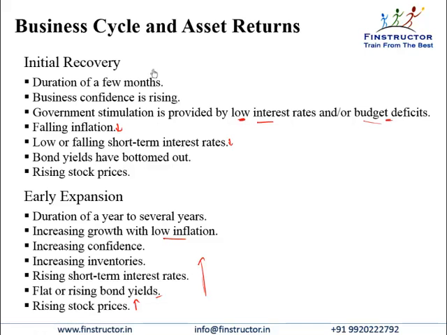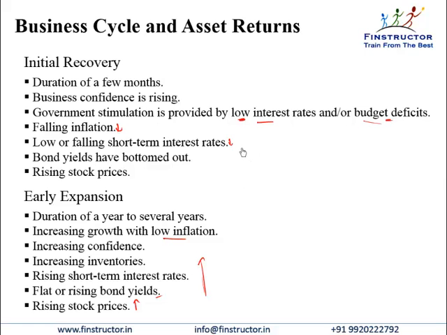So if you anticipate an initial recovery or an early expansion, then you should try to get out of fixed income instruments and bonds as interest rates have already bottomed out or are about to bottom out. Stock prices have started rising. Commodities have started rising. Real estate is going to be a good investment. So in both these phases, generally riskier positions, cyclicals, real estate, stocks is where your portfolio should be focused on. And you should have lesser investments in bonds and fixed income instruments.